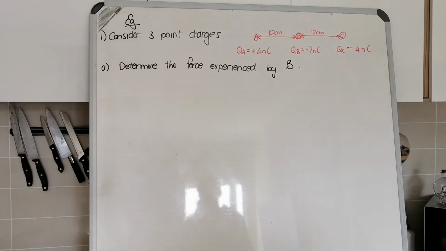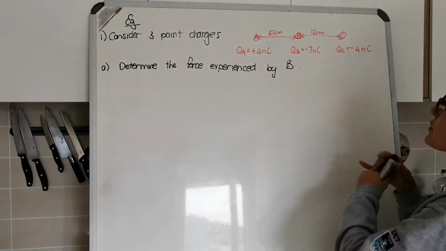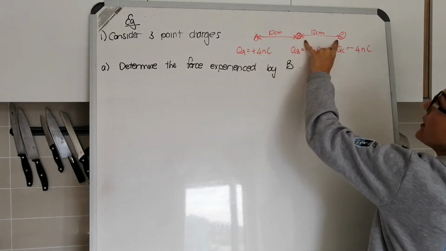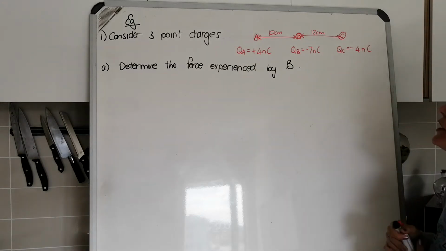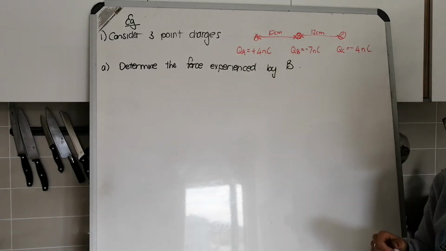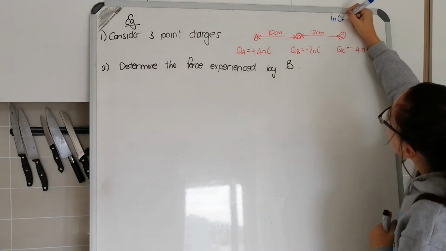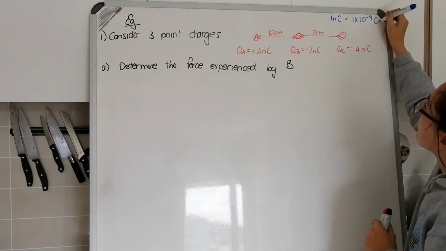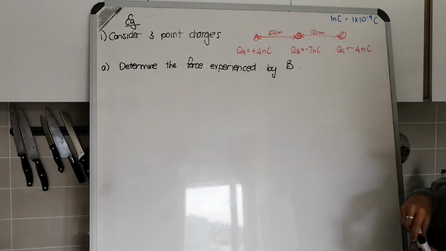Okay guys, so here's your first question. We've got 3 point charges, A, B, and C. So here's A, B, and C. They've told us that A and B are 10 centimeters apart, B and C are 12 centimeters apart, and they've given us the charges on A, B, and C. Quick reminder, 1 nanocoulomb equals 1 times 10 to the negative 9 coulombs. So we use coulombs in Coulomb's law, not nanocoulombs.